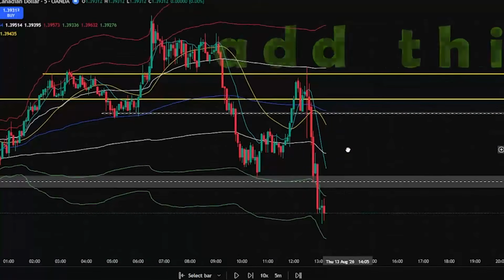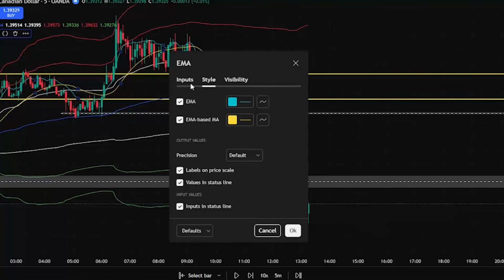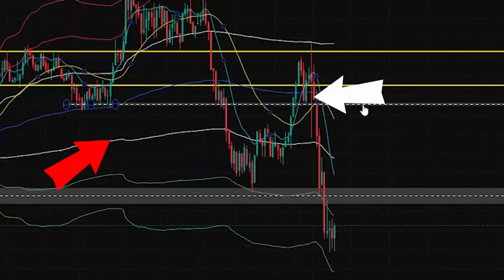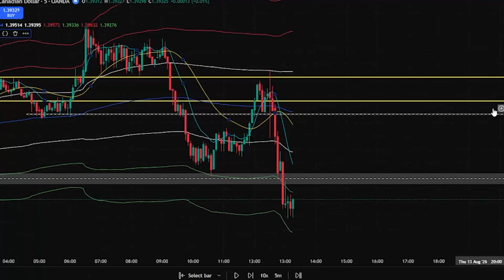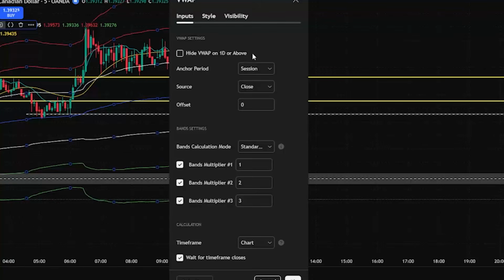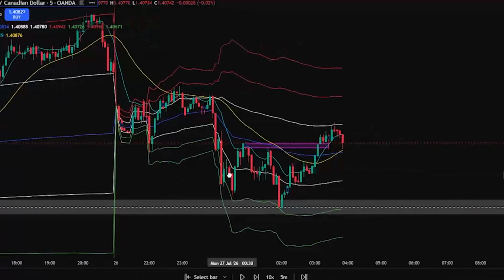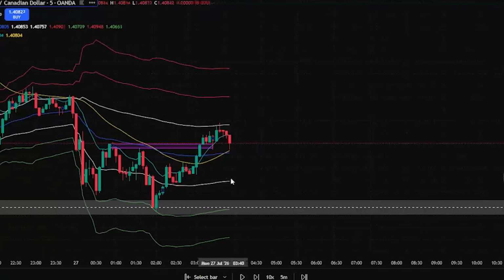Add these indicators. First, EMA9 and EMA21. Momentum shows the strength of the market movement, as everyone knows. And second, VWAP, which is used to detect the volume-weighted average price, based on volume. Here we have a position on the chart that has all the conditions for our system.